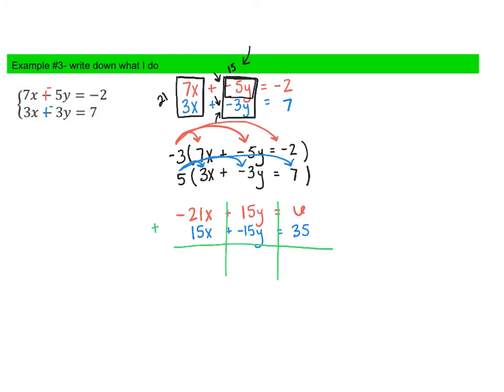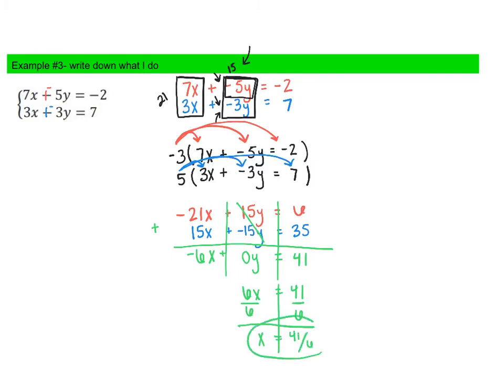So starting with negative 21x plus 15x. 15 to 21 is 6, so this is going to be a negative 6x. Keep my plus sign. These cancel. I'm left with 0y equals 35 plus 6 is 41. Okay? From there, I know that this is the same as saying 6x equals 41 because 0y's means there's no y's. And I'm just going to solve for my x. X equals 41 over 6.